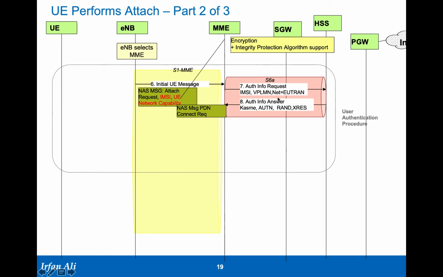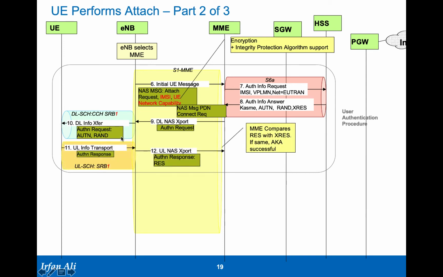The UE network capability is provided in the attach message, and after that starts the user authentication procedure. The MME sends the authentication information request to the HSS, and we get the authentication vector: the KASME, authentication token, random number, and expected response. The MME then sends an authentication request message to the mobile via the eNode B, and that is sent out in the clear.